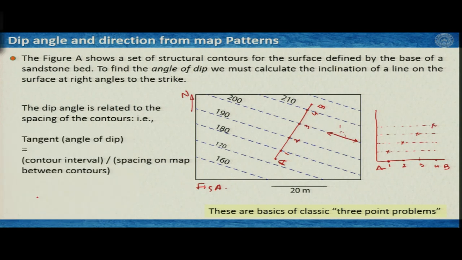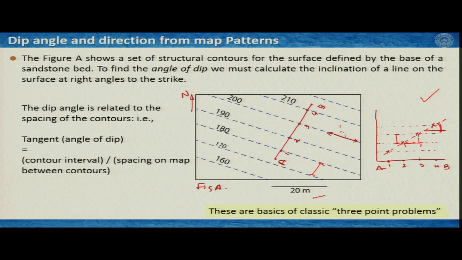So, it is possible that you can get a line like this, and the slope of this line is actually the dip. Now, how to calculate the slope? Of course, you know this distance, and you know this distance as well from the scale. So, dip angle, as it is written here, is related to the spacing of the contours, that is, tangent of the angle of dip is the contour interval, in this case 10 meters, divided by the spacing on the map between the contours, and this is exactly what you can figure out.